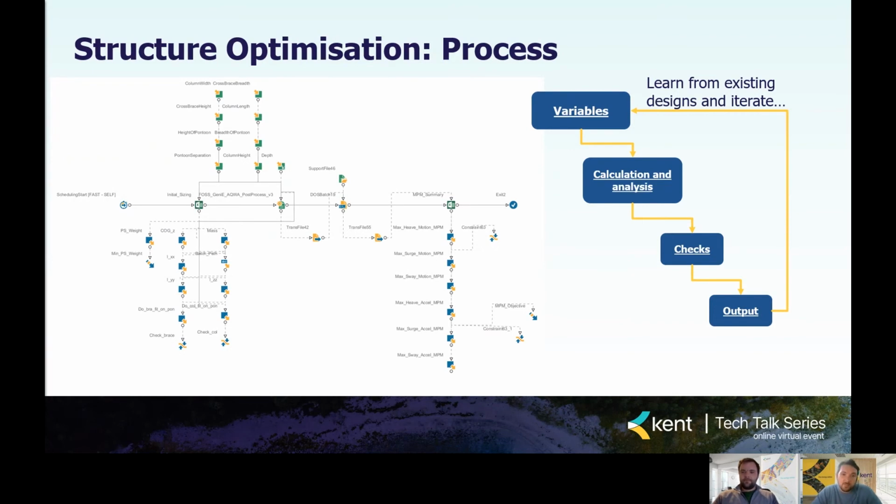Based on that information, it then performs a hydrodynamic analysis for each and every configuration of platform that we're looking at. And then it performs a spectral analysis to calculate the most probable maximum motions and accelerations experienced by the topsides. It then checks against the criteria that we've outlined, and it learns from the existing designs and tries to iterate towards the solution with a lower steel weight and a lower acceleration.